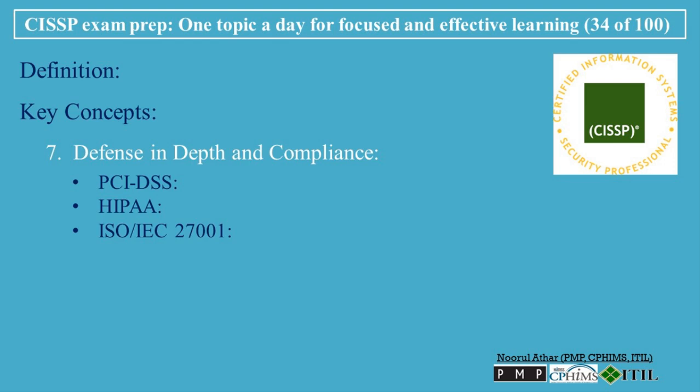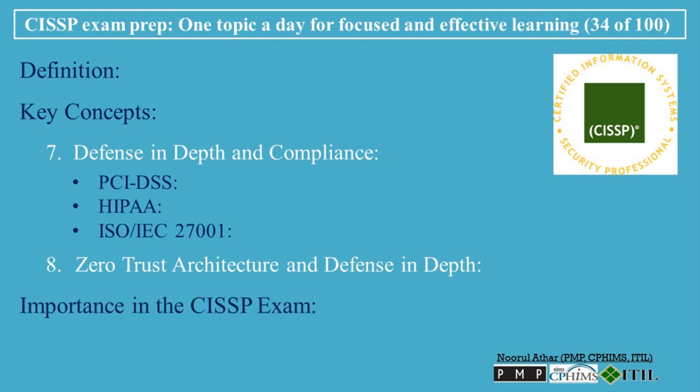and incident response. 8. Zero Trust architecture and defense in depth. Zero Trust is an emerging security model that assumes that no entity, whether inside or outside the network, should be trusted by default. Every user, device, and transaction must be verified continuously. Defense in depth and Zero Trust can complement each other. While DID uses multiple layers of protection, Zero Trust adds an additional layer of scrutiny by ensuring that every request and action is subject to authentication and authorization.